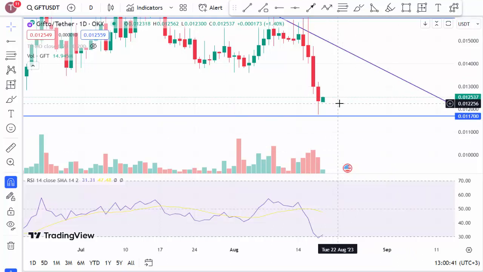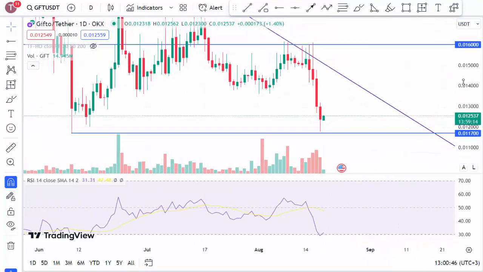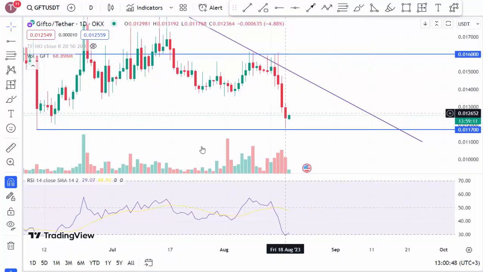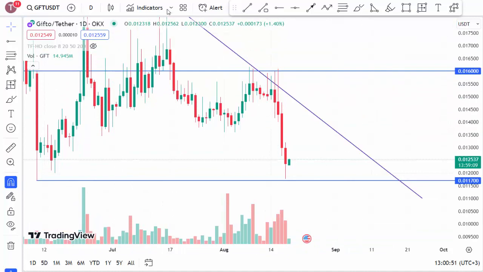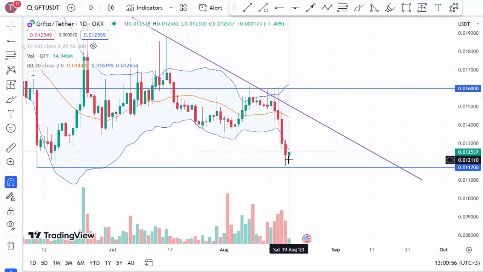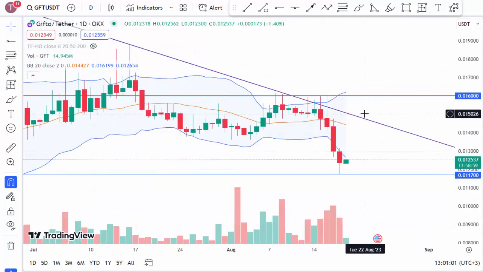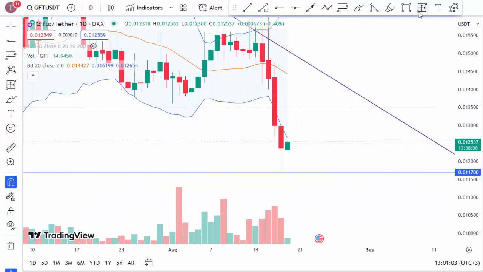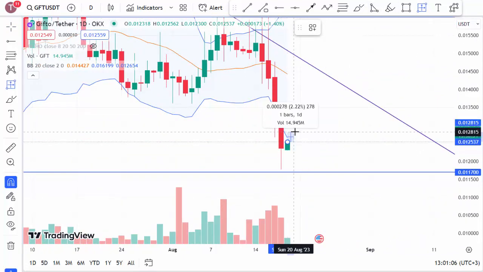Additionally, let's look at the Bollinger Bands. Currently, my friends, the price is trading below the Bollinger Bands. It's likely that it will try to move within the range of the bands. If it moves within the bands, we can say that there's a possibility of continued upward movement. Even a 2 to 3% increase would be sufficient. This is how we can interpret it.